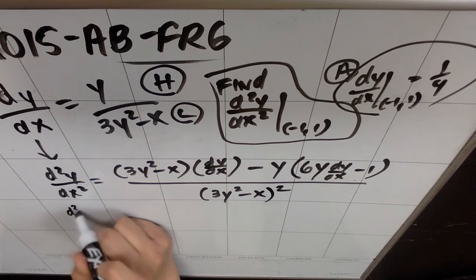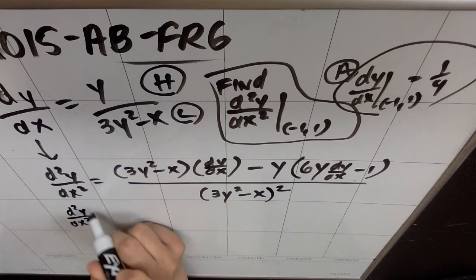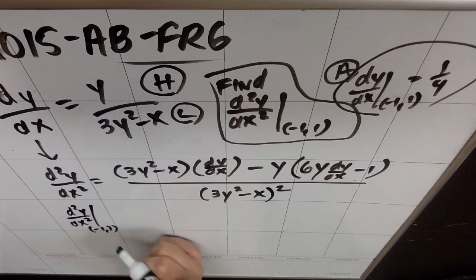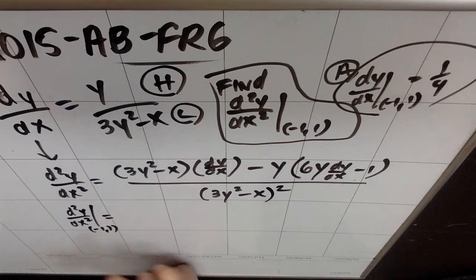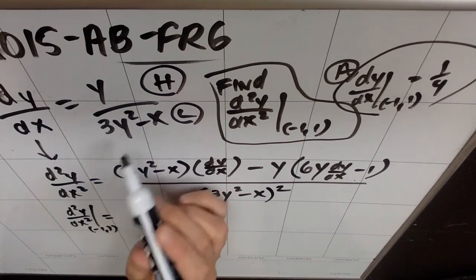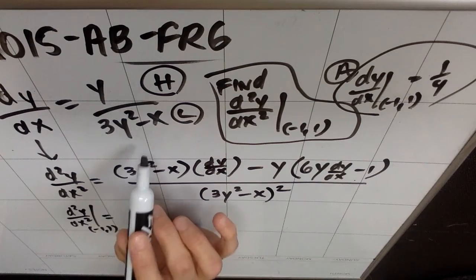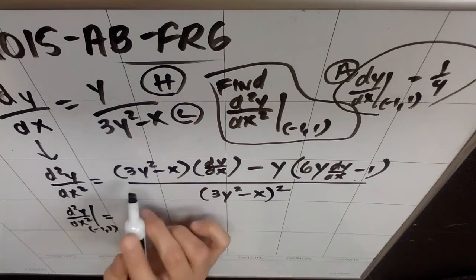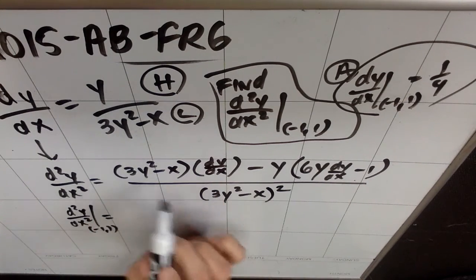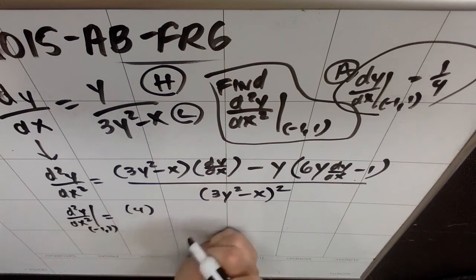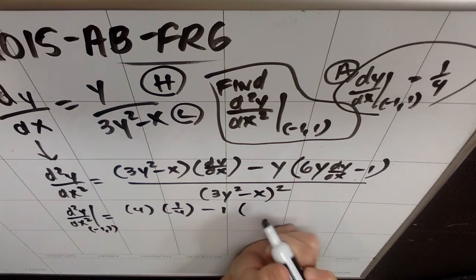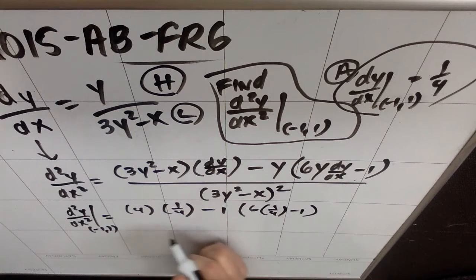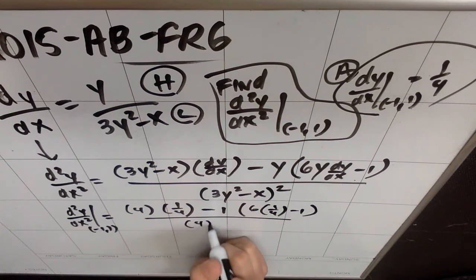So I get d squared y dx squared evaluated at negative 1, 1 to equal, now remember I'm plugging in a 1 for my y and a negative 1 for my x, right? So we actually already saw that this denominator comes out as a 4, right? Because it would be a 3 minus negative 1. So anywhere I see a 3y squared minus x, I'm just going to remember, oh, hey, that was a 4. dy dx was a 1/4, right? Minus y is a 1. This would be a 6 times a fourth minus a 1, all over what seems to be a 4 squared, right?